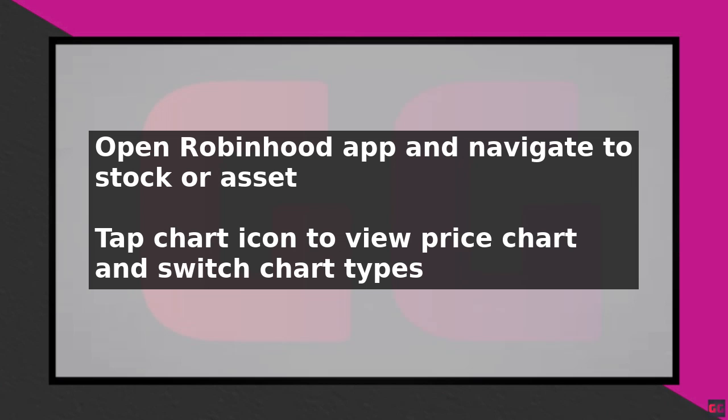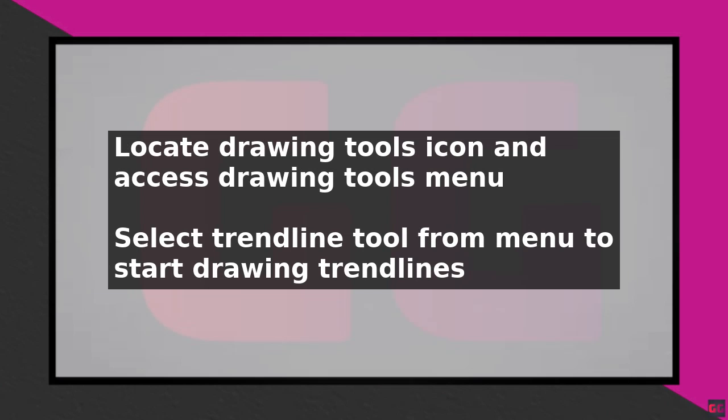Tap on this icon to access the drawing tools menu. From this menu, select the trendline tool, which is typically represented by a line with an arrow at one end. Once you have selected the trendline tool, tap on the chart where you want to start drawing the trendline. You can draw the trendline by dragging your finger across the chart. As you draw, the trendline will be displayed in real time. You can draw multiple trend lines by repeating this process.